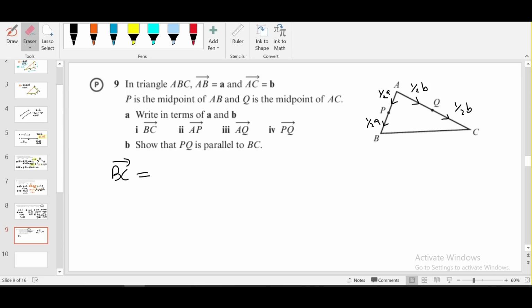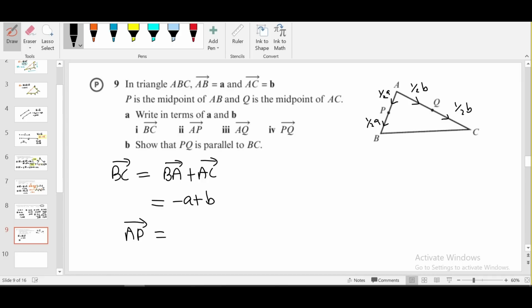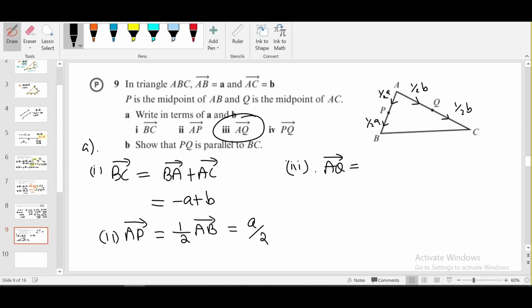Yeah. Okay, now how to find BC? You can write it as BA plus AC. BA is the opposite direction, so minus a plus b, correct? Yeah. How do you find the AP vector? This is part i. Part ii. The AP vector is half of the AB vector, right? So that's a over 2. The same way part iii, the AQ vector, they want you to find the AQ vector, which is half of the AC vector. So it's half b.